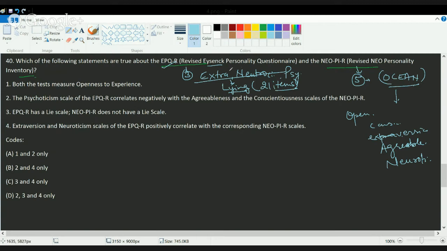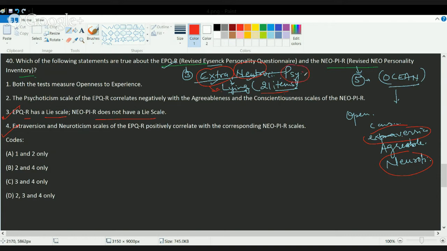So I can say extraversion and neuroticism are common in both the scales. So you have extraversion and neuroticism here, you have extraversion and neuroticism here. And since both of them are common in both the scales, they have a positive correlation. So the fourth is a correct statement. Then I say EPQR has a lie scale. That's again a correct response because it has 21 items and it has an extra factor on lying. But the other scale does not have it. So this is again a correct option.